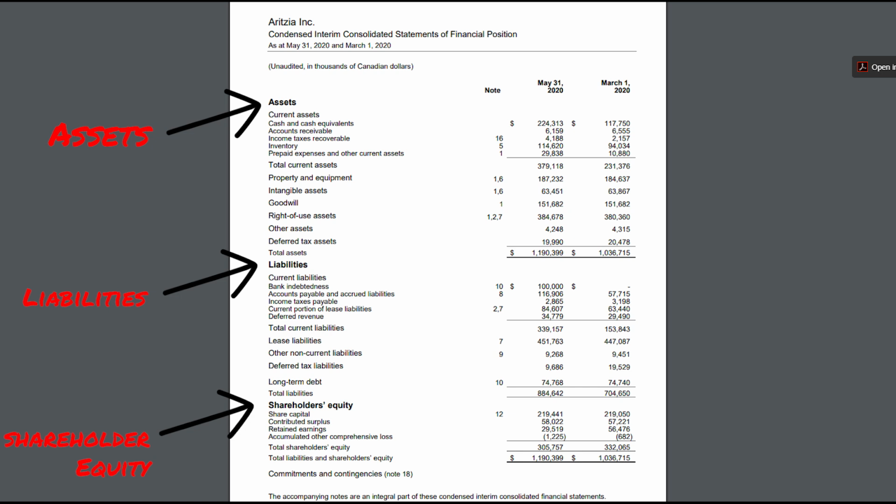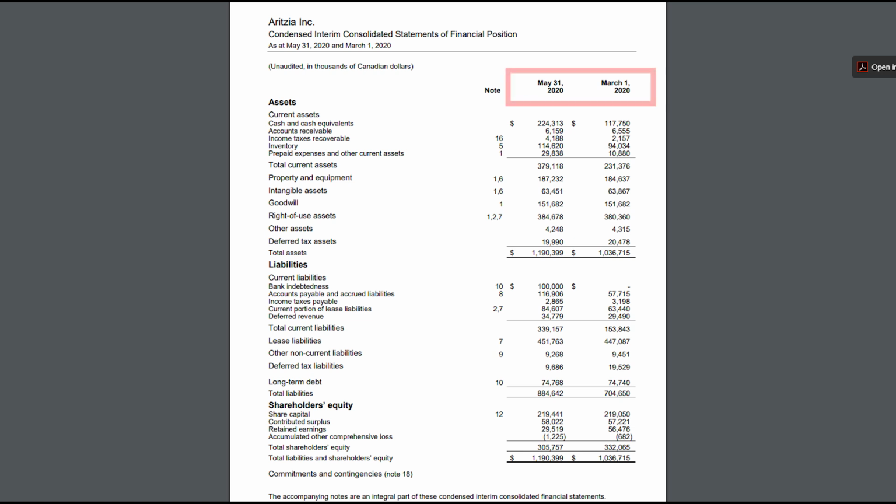And the first thing we're going to go over is the assets. Some companies will provide more in-depth information. You might see the balance sheet compared quarter to quarter and year over year. But for right now, Aritzia is comparing from May 31st, 2020 to March 1st, 2020. So this is a quarter over quarter comparison.